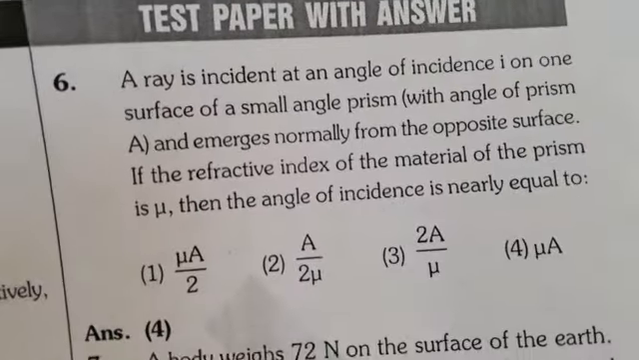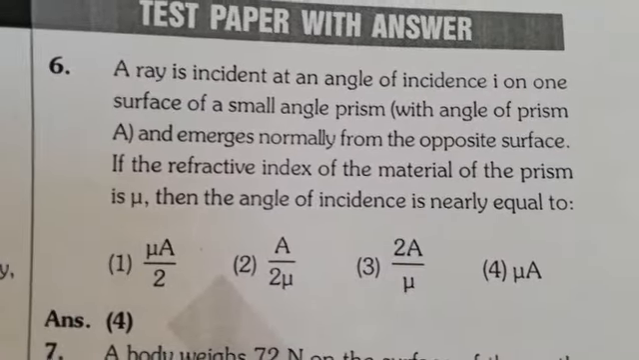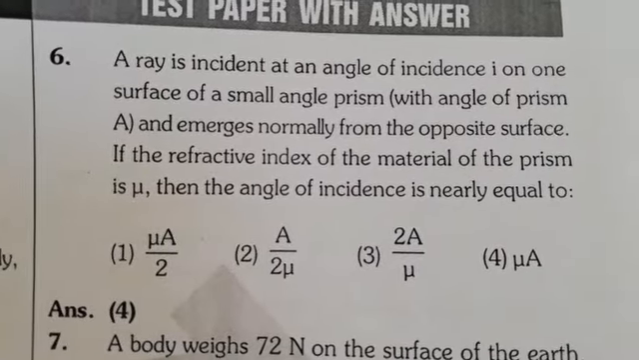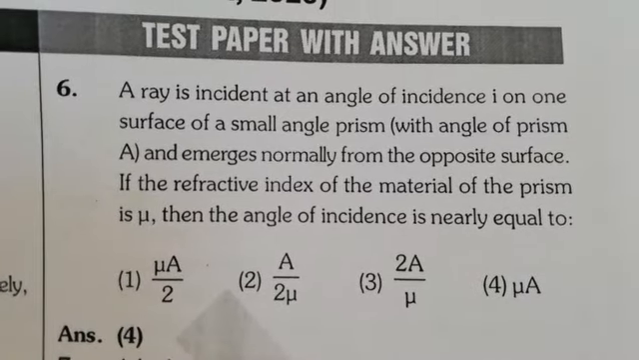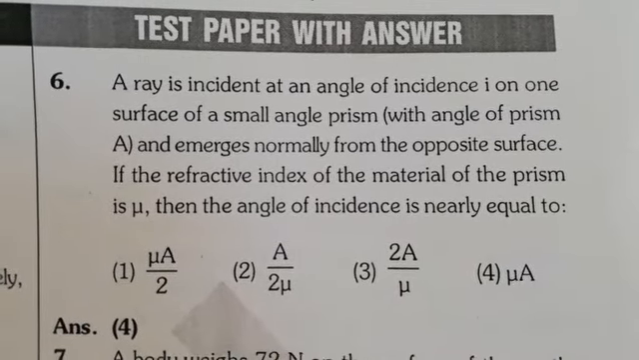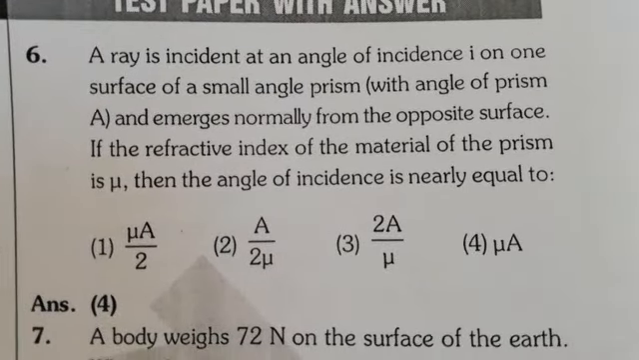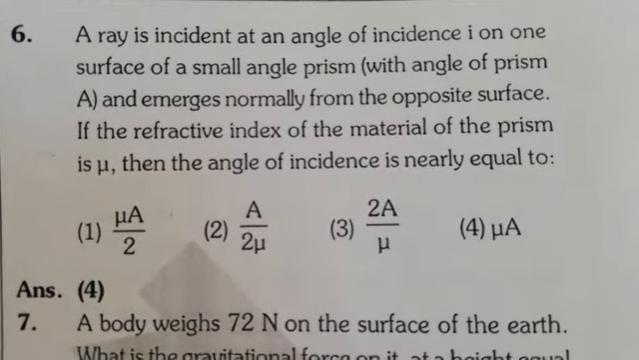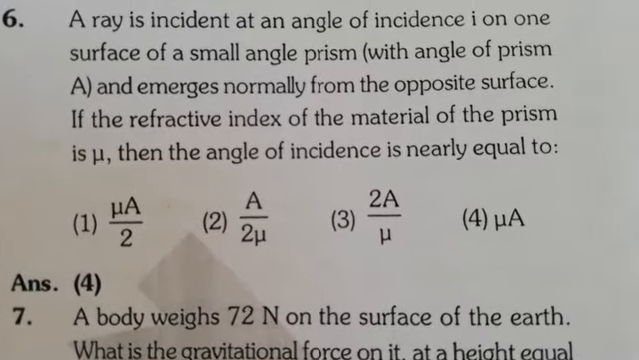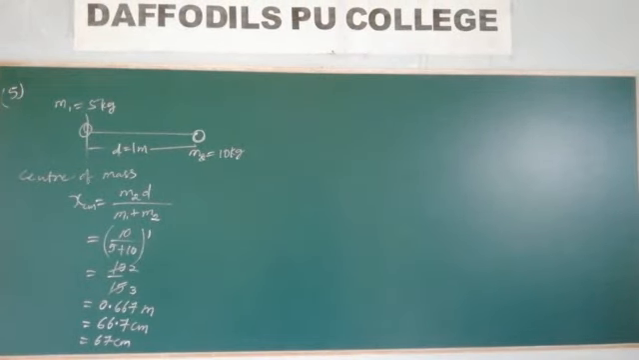So let us see the sixth one. A ray is incident at an angle of incidence I on one surface of a small angle prism and emerges normally from the opposite surface. If the refractive index of the material of the prism is mu, then the angle of incidence is nearly equal to. So we need to find here the angle of incidence.